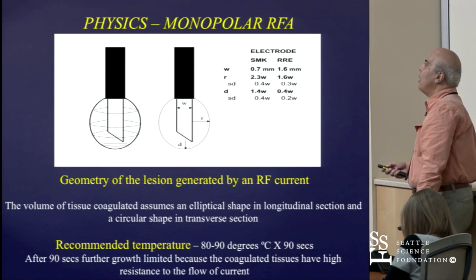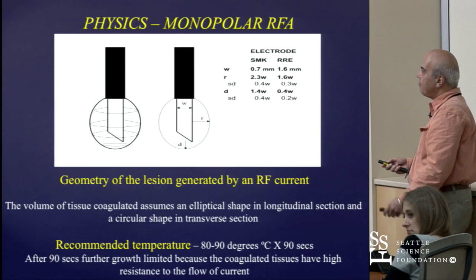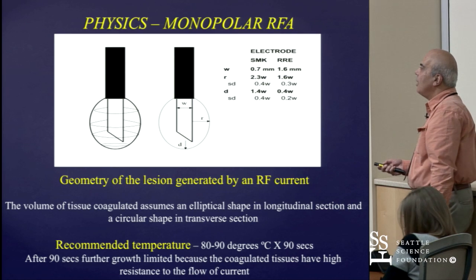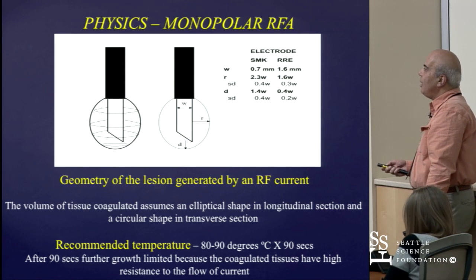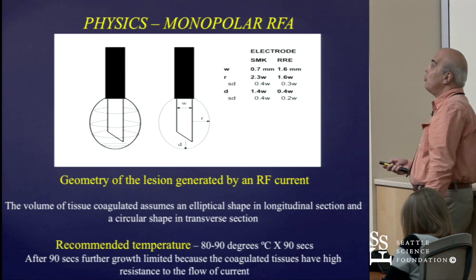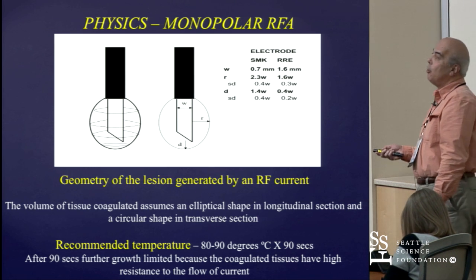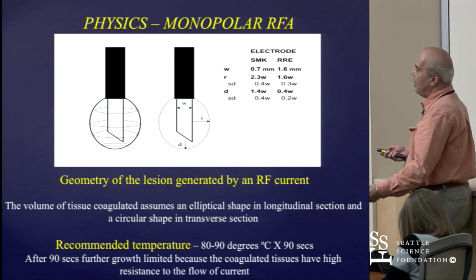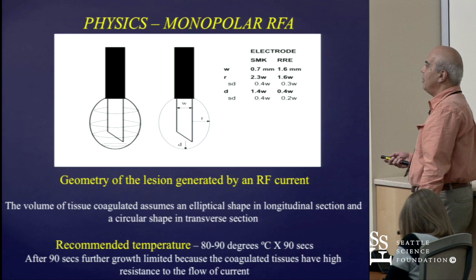A little bit of physics about monopolar RFA versus cooled RFA. Usually, the volume of tissue that is coagulated assumes an elliptical shape in longitudinal section and a circular shape in transverse section, as you can see in this cartoon. Usually, the recommended temperature for a regular, monopolar RFA is 80 to 90 degrees for a period of time that may range between 90 and 120 seconds.